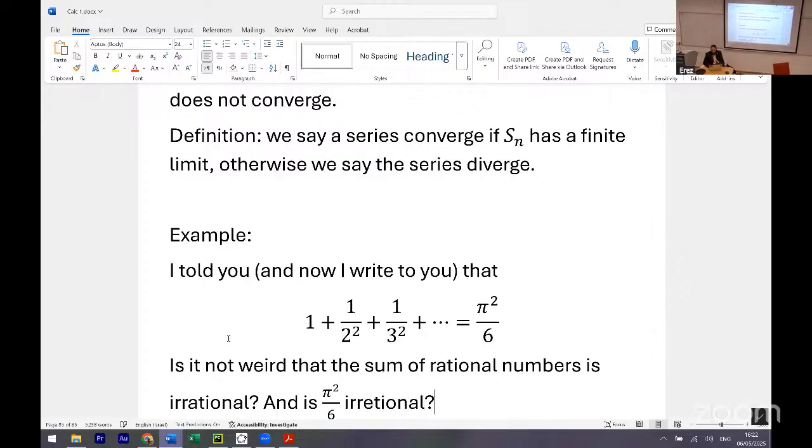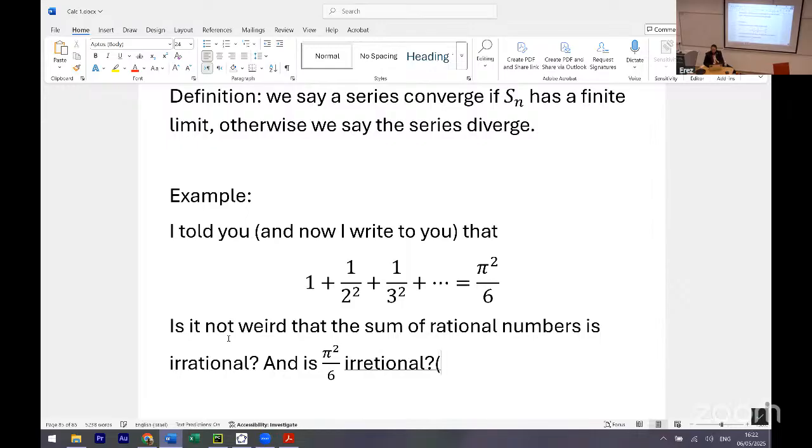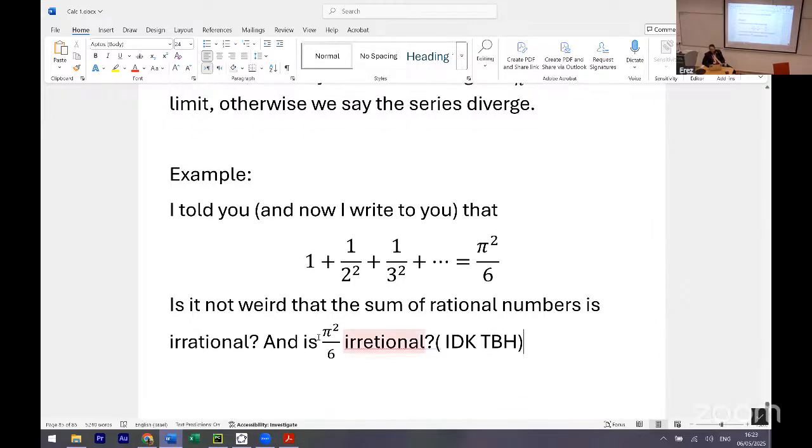So I won't be able to answer the second question. I don't know, to be honest. But the first question is more interesting. Is it not weird that the sum of rational numbers is an irrational number? Yes. So I would say it's not.